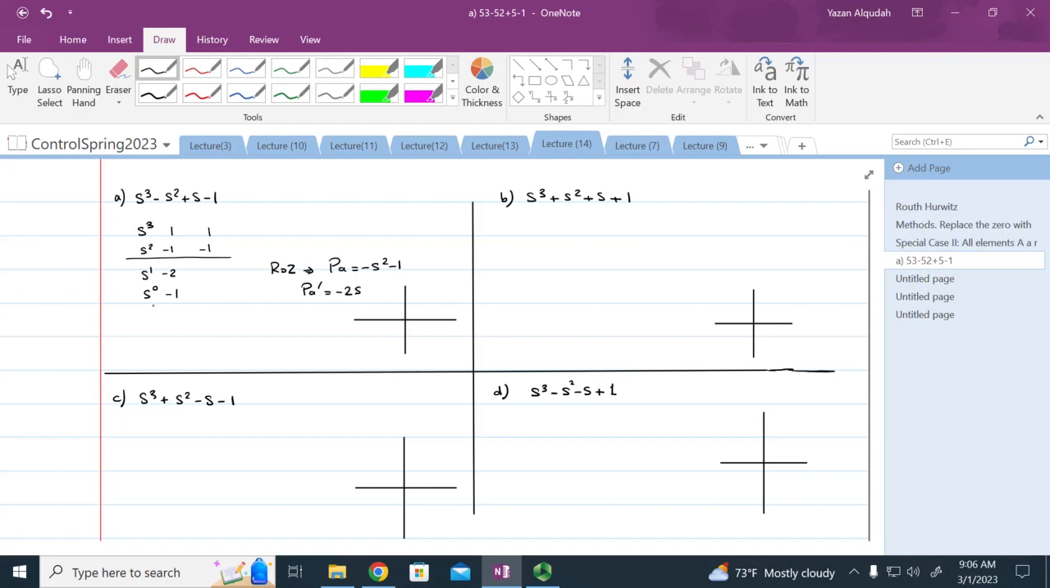So now I need to interpret this data. If I look here, how many sign changes do I have? I have one sign change. What does that mean? It means I have a root on the right-hand side. If I look here, how many sign changes do I have? None. Which means, where are the roots going to be? If there are no sign changes here, it's going to be on the j omega axis, which is the case. I'm going to have two roots on the j omega axis.